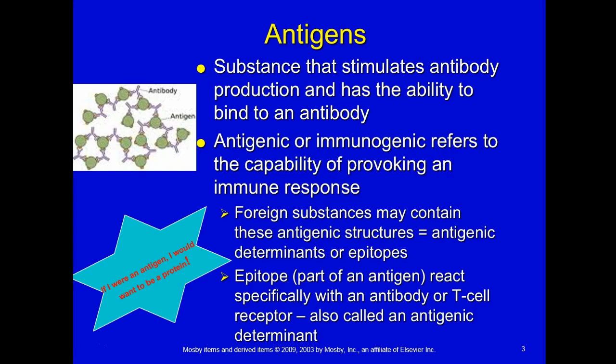The terms antigenic or immunogenic refer to the capability of provoking that immune response. Foreign substances have to contain those antigenic structures. We call these antigenic determinants or epitopes. That is the part of the antigen that the antibody would bind to.